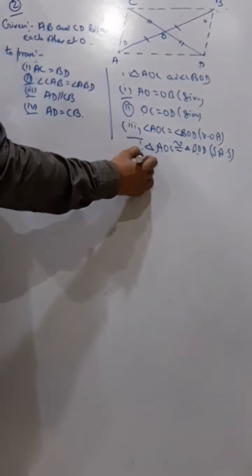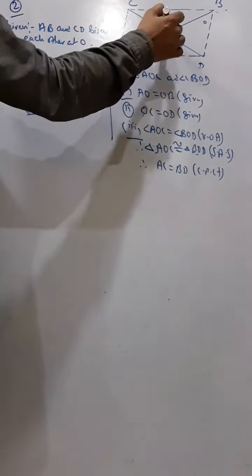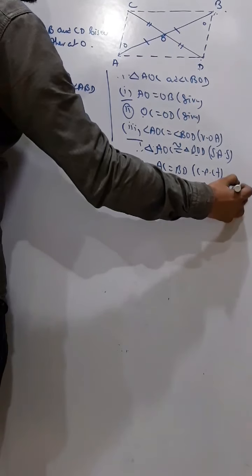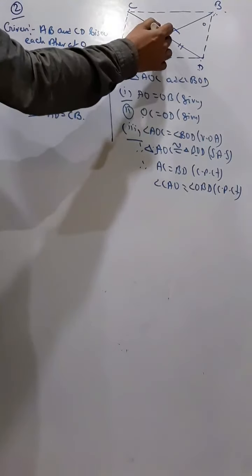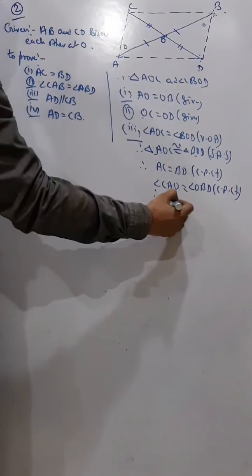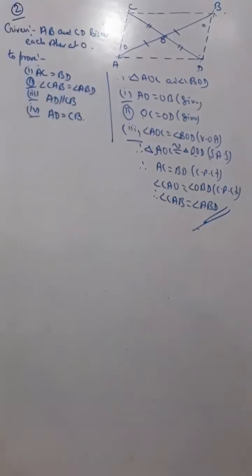And since these two triangles are congruent, now we can say what? We can say AC equals BD, that is CPCT, and we can say that angle CAO is equal to angle OBD, and that is also CPCT. CAO actually means CAB, so that is what you have to prove, and OBD actually means ABD. So therefore finally we can say angle CAB is equal to angle ABD. Understand? Hence proved. So this was the first two.